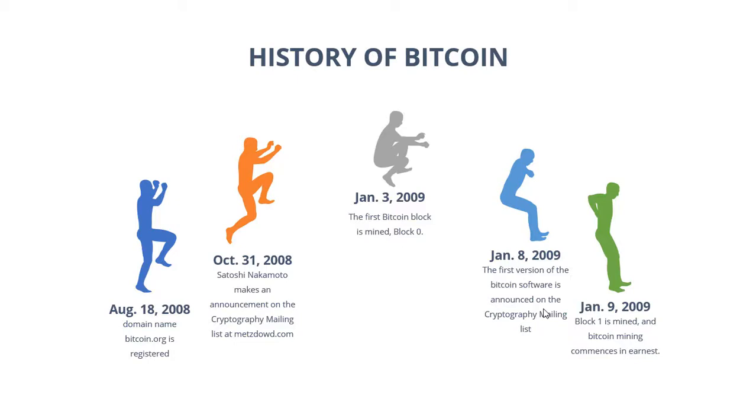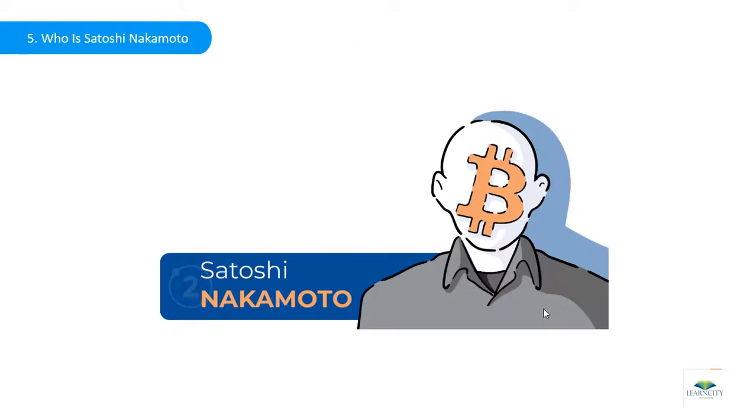January 3, 2009: the first Bitcoin block is mined, Block 0. This is also known as the Genesis block, and contains the text, "The Times 3 January 2009 Chancellor on brink of second bailout for banks," perhaps as proof that the block was mined on or after that date, and perhaps also as relevant political commentary. January 8, 2009: the first version of the Bitcoin software is announced on the cryptography mailing list. January 9, 2009: Block 1 is mined, and Bitcoin mining commences in earnest.